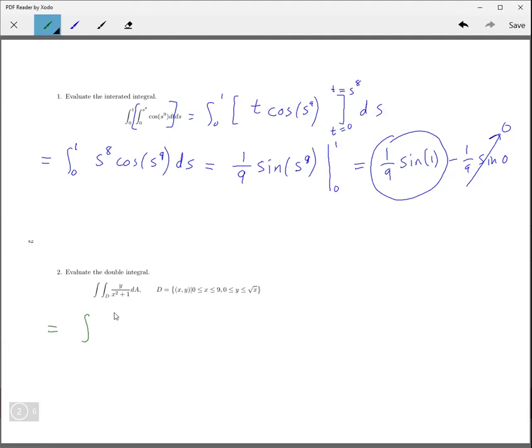So here we have y over x squared plus 1. That means that because the y has x's in the limit, that's going to go first, like that, and dy. And then we'll do dx, we're going from 0 to 9, like that.